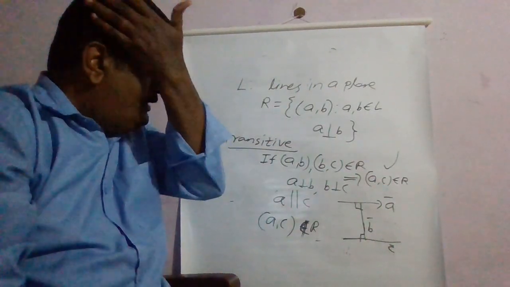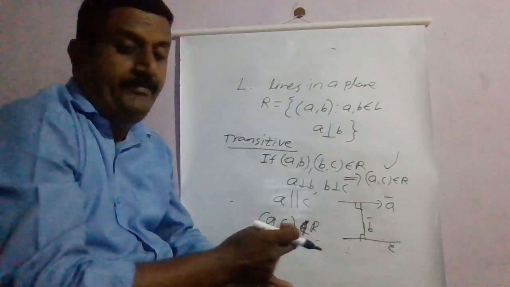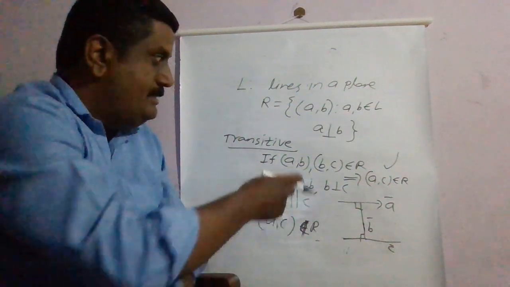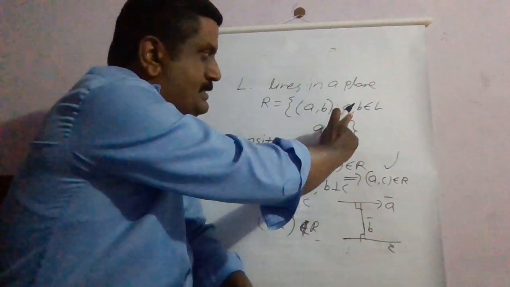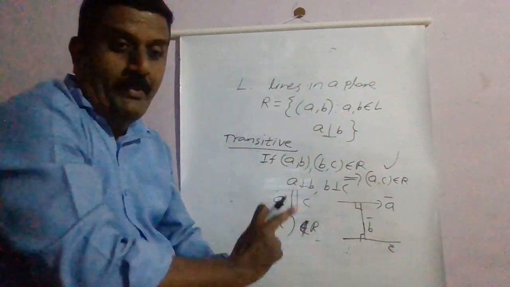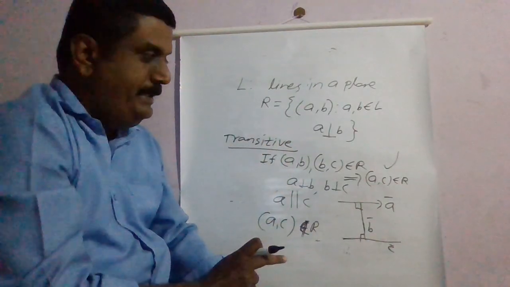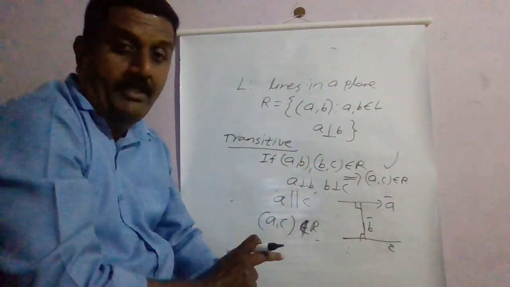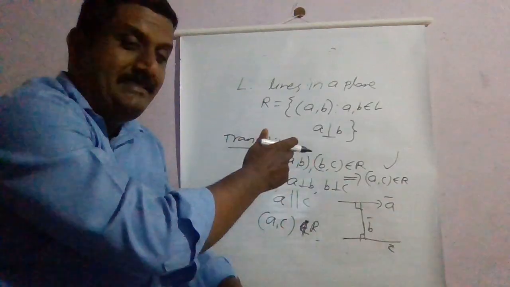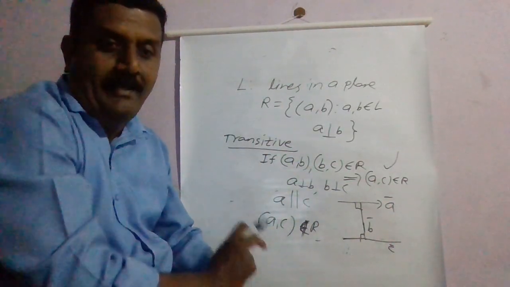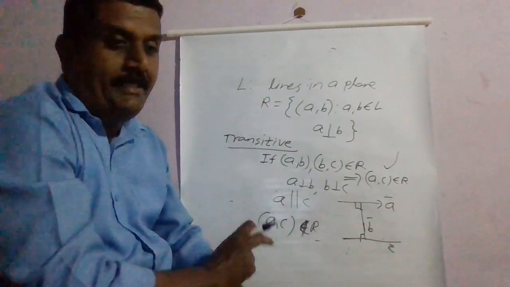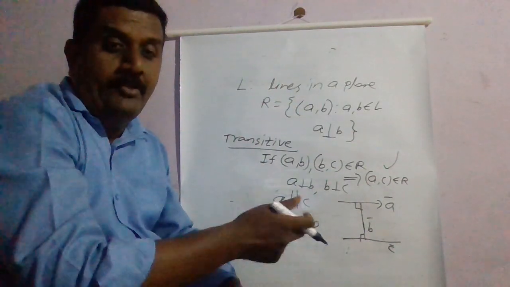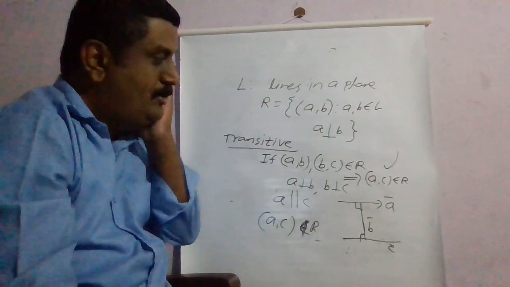So we can conclude that this relation R, defined on the set of all lines in a plane, such that ordered pair (A, B) with A, B belonging to L and A perpendicular to B, is not a reflexive relation. It is a symmetric relation, but it is not a transitive relation. That is, we can conclude that it is symmetric, but neither reflexive nor transitive. So these things you have to remember.